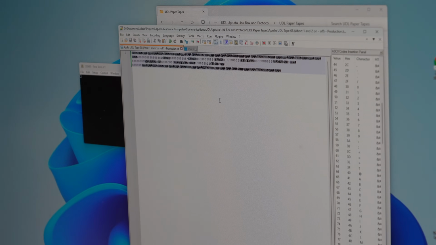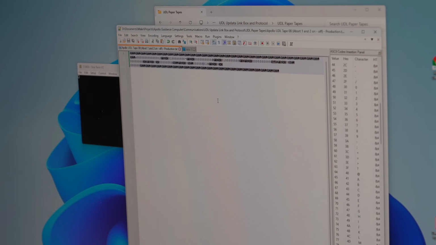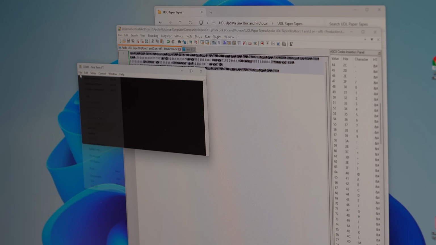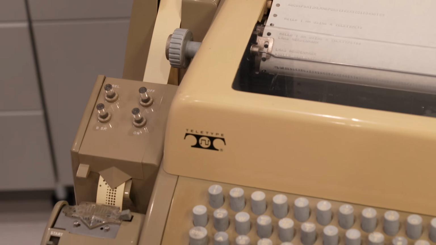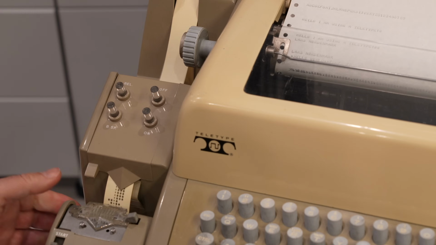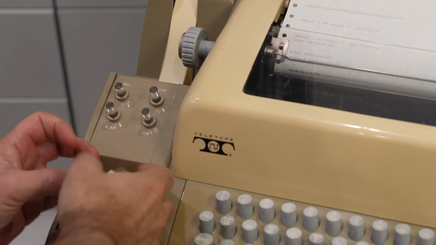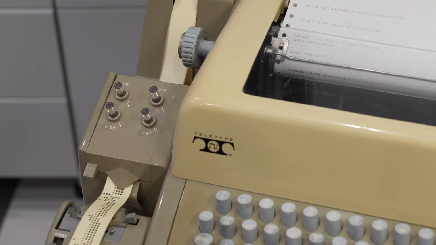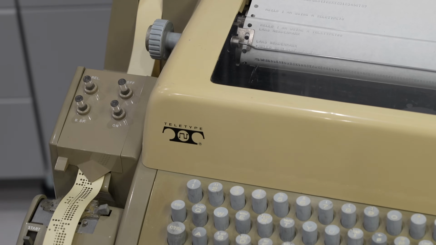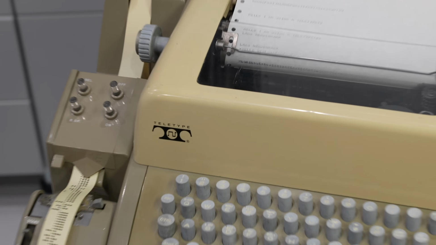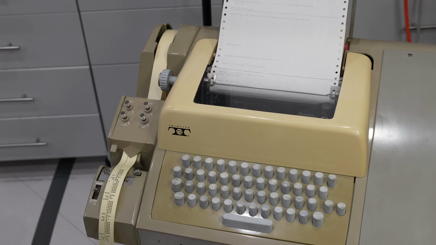I ended up with an incomprehensible file of mostly special characters, which I then sent via serial to my ASR33 teletype, which we repaired some years ago. I knew it would come in handy one day. And finally, out comes a punched command tape, which I eventually got right. Okay, done.